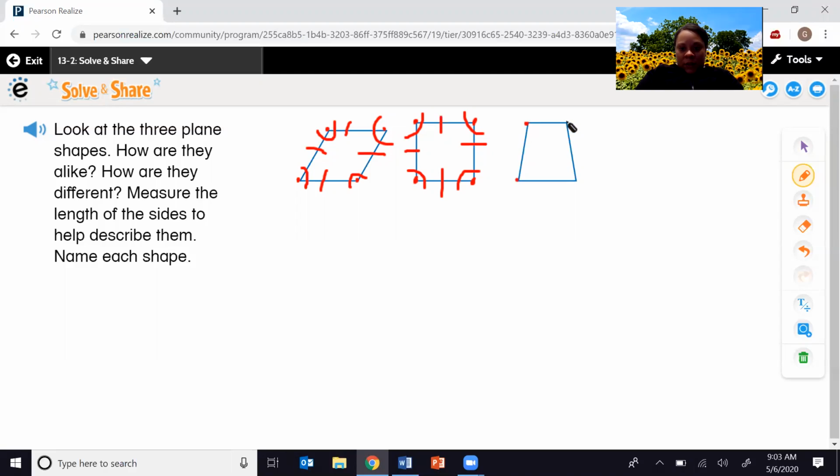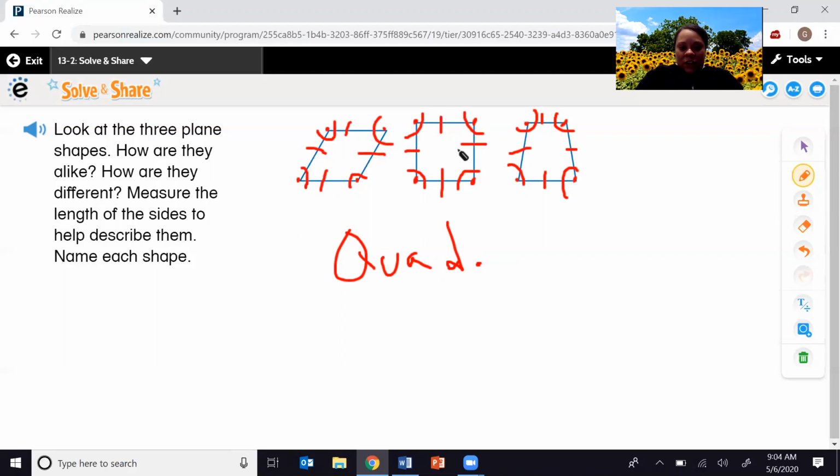1, 2, 3, 4. So they're alike because they are all quadrilaterals. I'm going to put quad for short. Put a period. I can't really measure the length right now because I don't have a ruler. And it says what they have in common. They're all quadrilaterals because they have 4 sides, vertices, and angles.